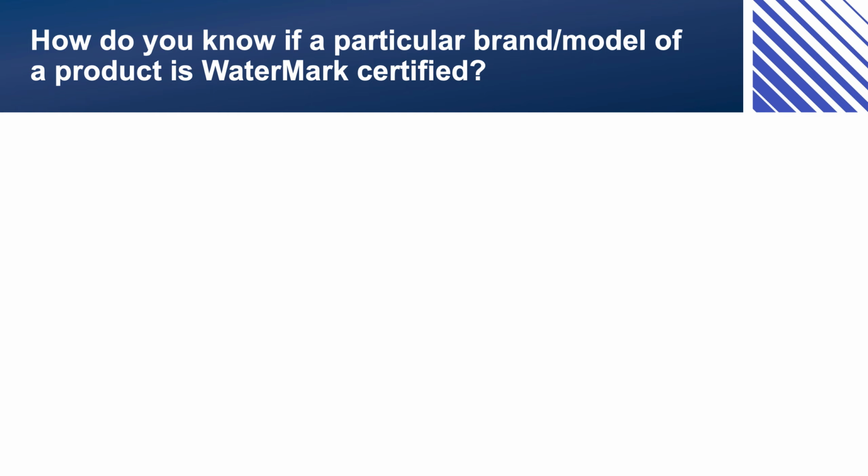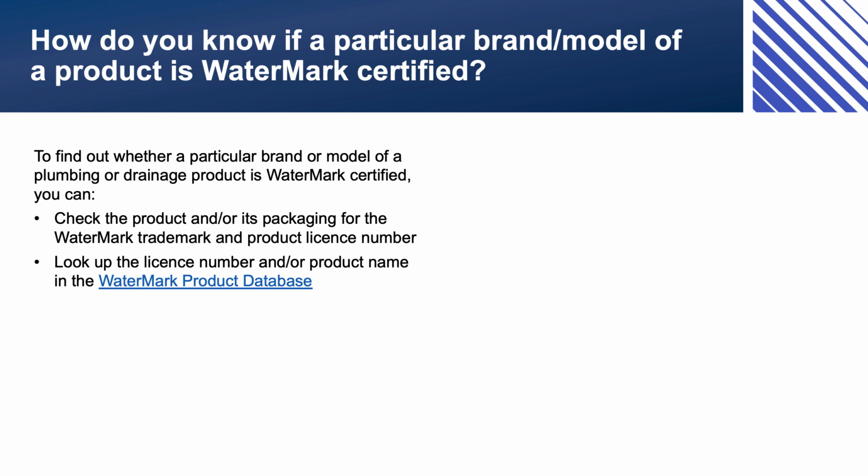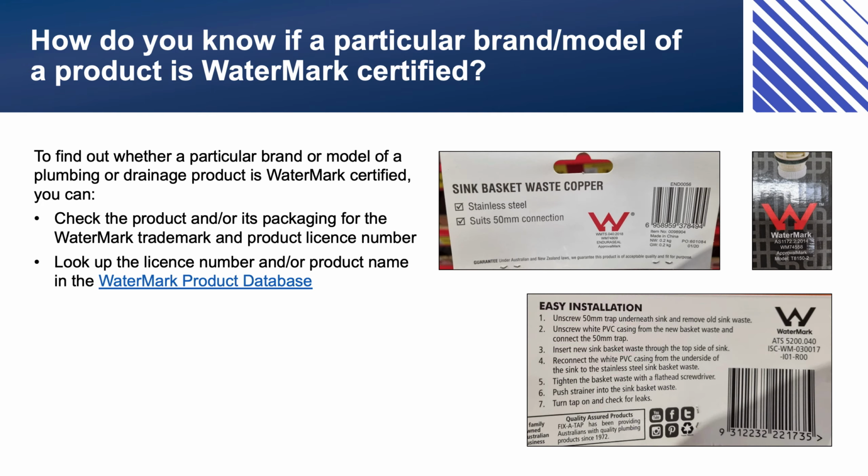We will now look at how you can tell whether a specific brand or model of a product type actually has WaterMark certification. So, whether a particular tap, hose, pipe or other fitting that requires WaterMark certification is currently WaterMark certified. Only products with WaterMark certification are legally authorised to use the WaterMark trademark. Products that have certification are required to include the logo, the licence number and the specification to which they were evaluated on the product and all the packaging.